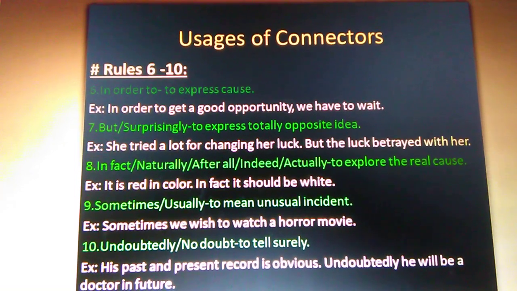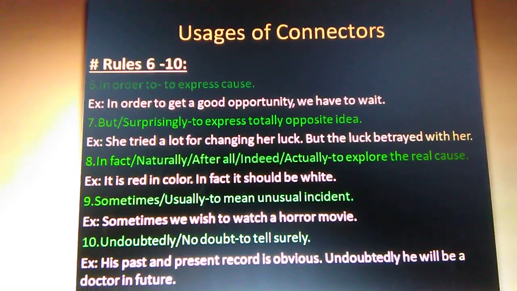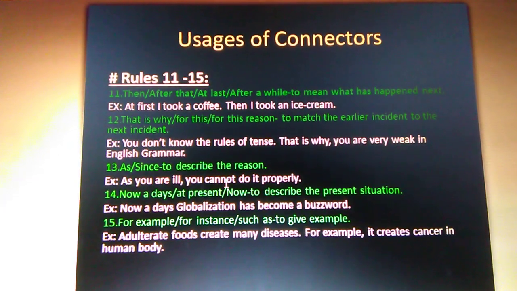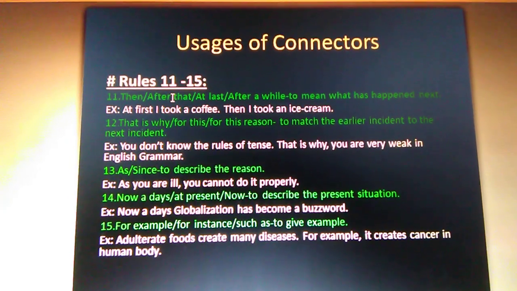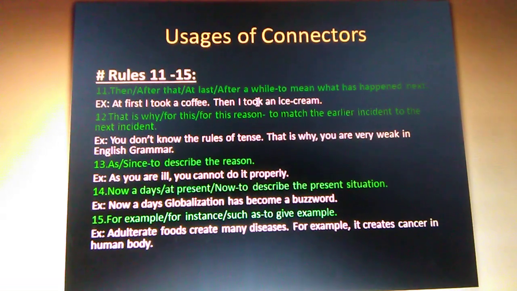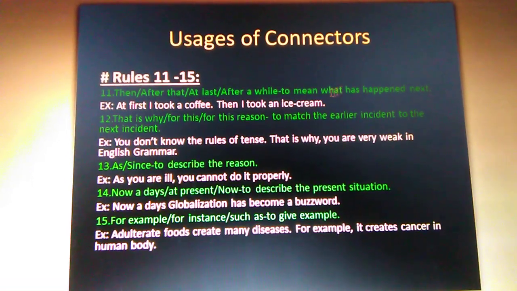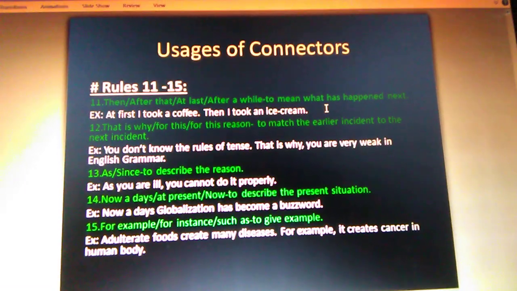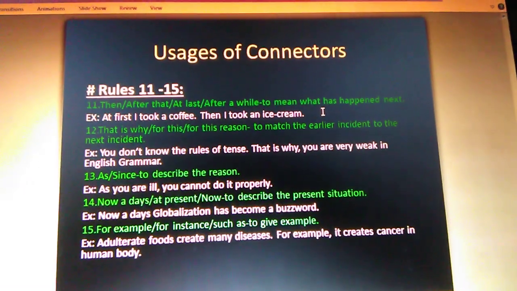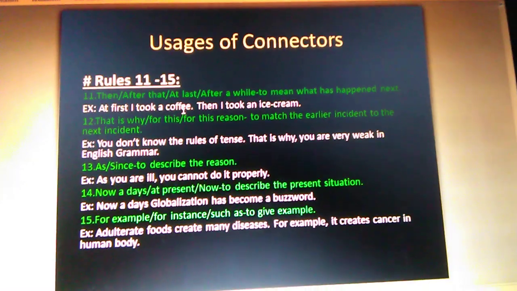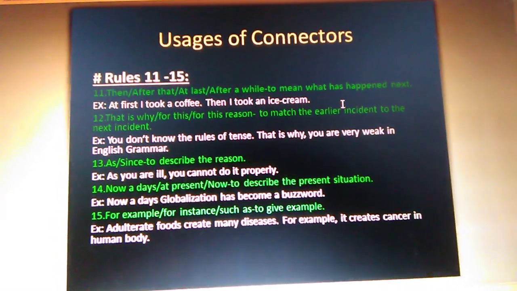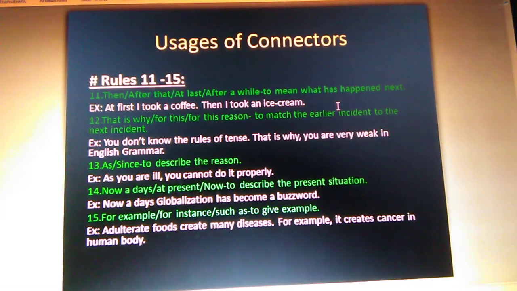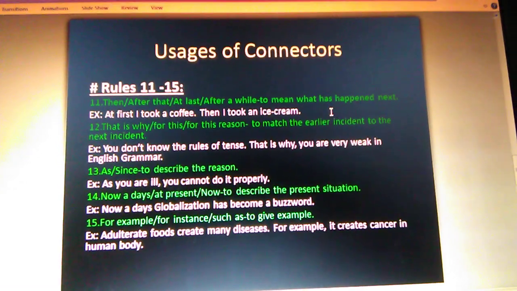Now go for rules 11 to 15. Then, after that, at last, after a while: these connectors are used to mean what has happened next, that is, what is going to happen next. At first I took a coffee, then I took an ice cream. So first I have taken coffee, secondly I have taken ice cream. So what has happened next?